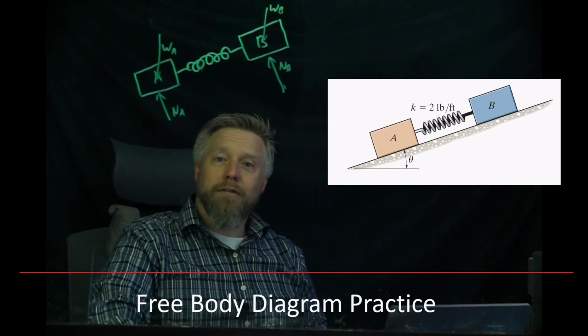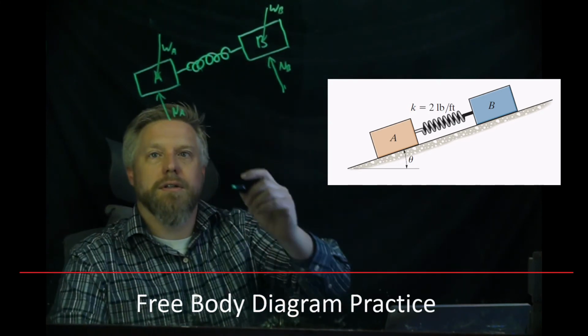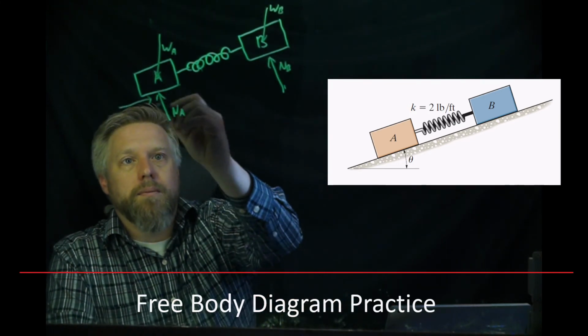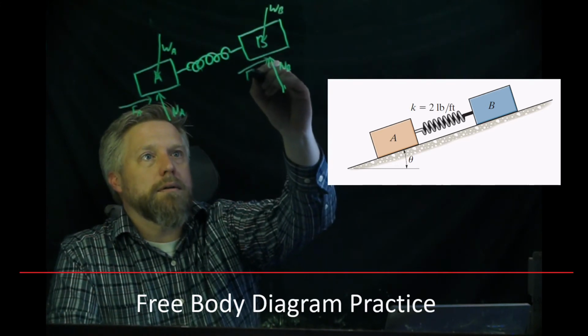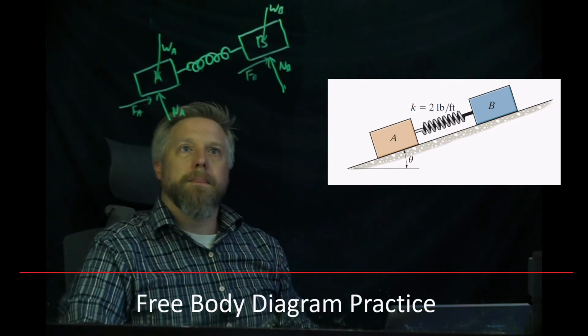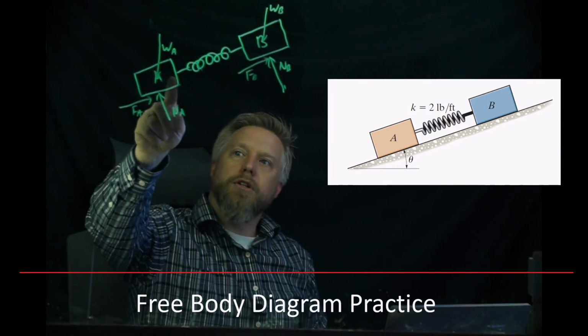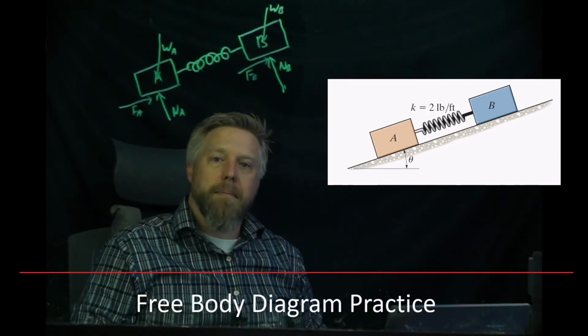Okay. And we'd also have friction. If those are sliding down, the friction is going to oppose force. And I'm going to put the friction on A here, and I'm going to put the friction on B. Okay. That's a free body diagram where I chose both of these as a system for my body.